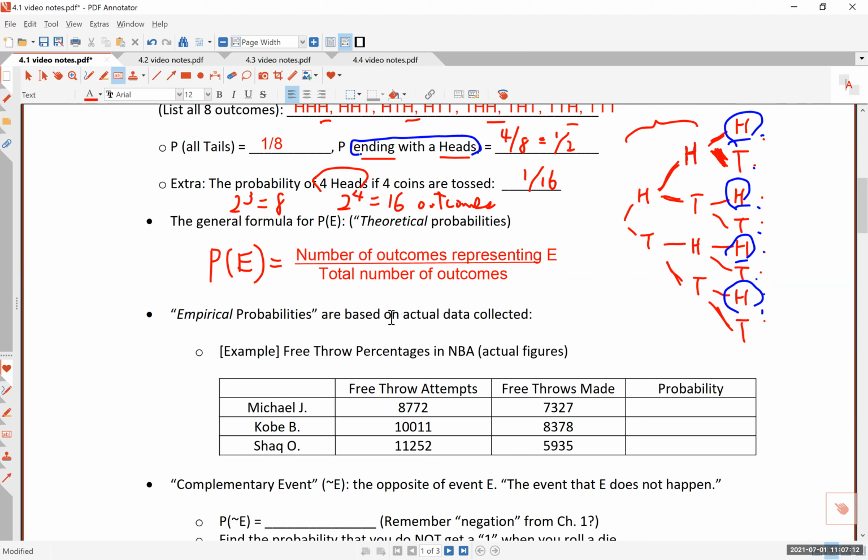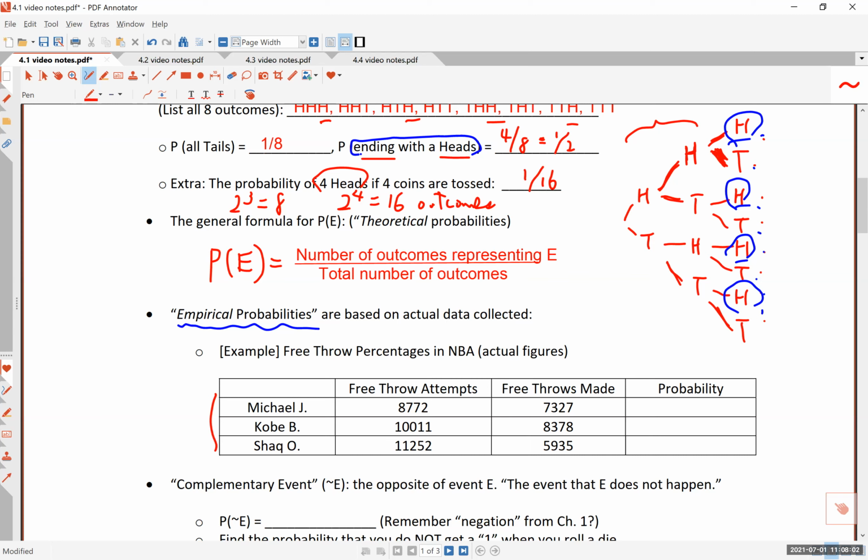All right, so what kind of probabilities do we have? We focus in this chapter on theoretical or mathematical probabilities, the probabilities that we can compute. But in real life, probabilities could depend on what we observe, what we collect as data. Now we talk a lot about data in chapter 5, statistics, but once you have a set of data, you can use those numbers or figures as empirical probabilities. Empirical means based on observation. So take a look at this chart, which represents real, true numbers.